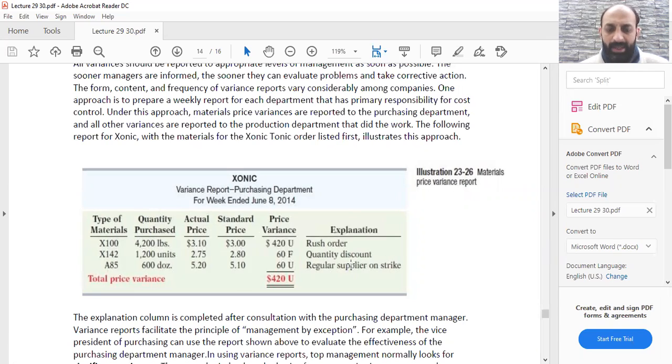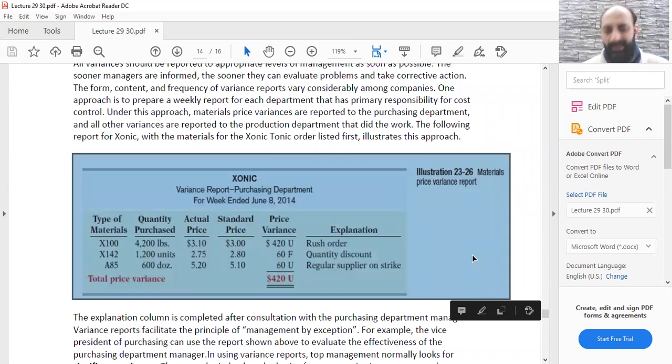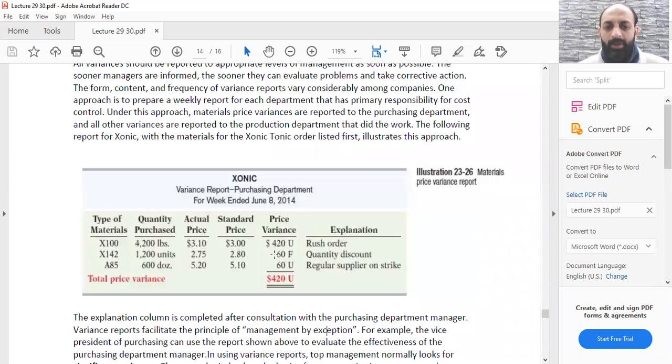Similarly, for each raw material you figure out what the variance was and what the reason was. For example, for material X100 that you used, the reason for the unfavorable variance was a rush order. It was done in haste, so you ended up paying more than what you should have paid. Then the favorable one came because of a quantity discount that you were offered and availed.